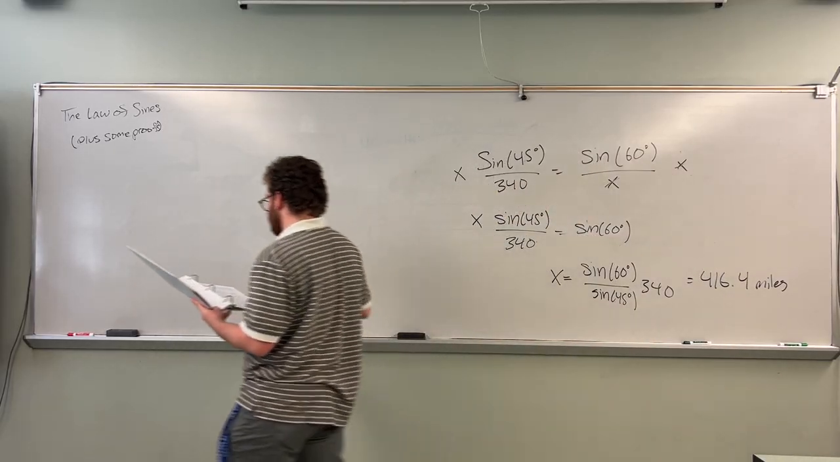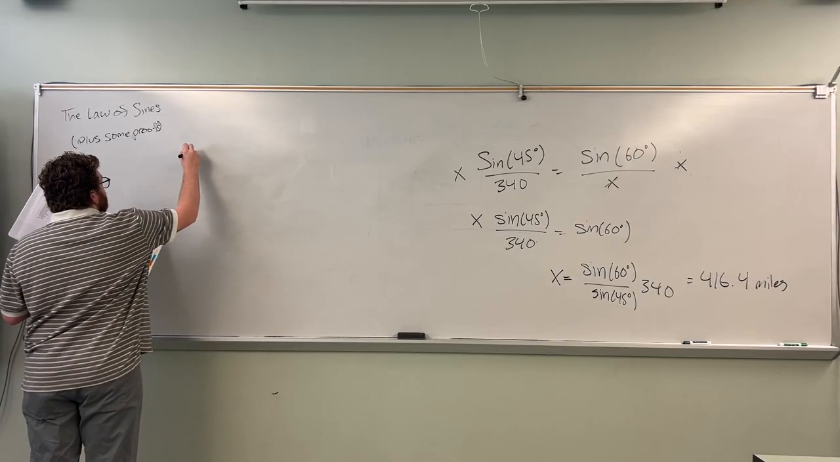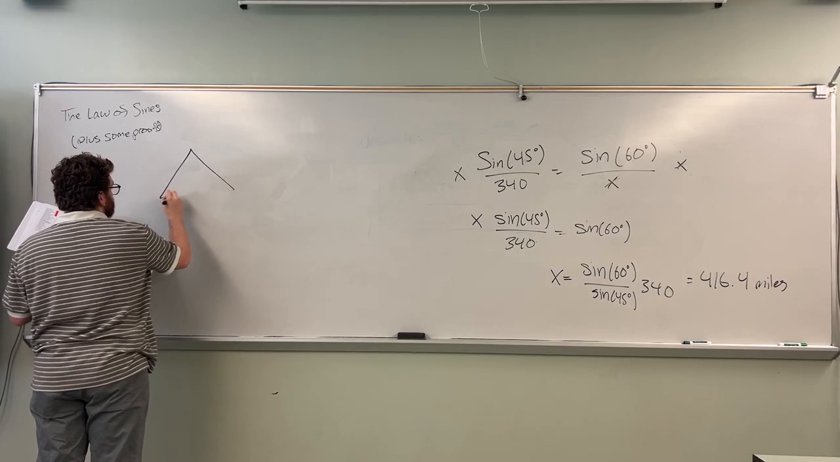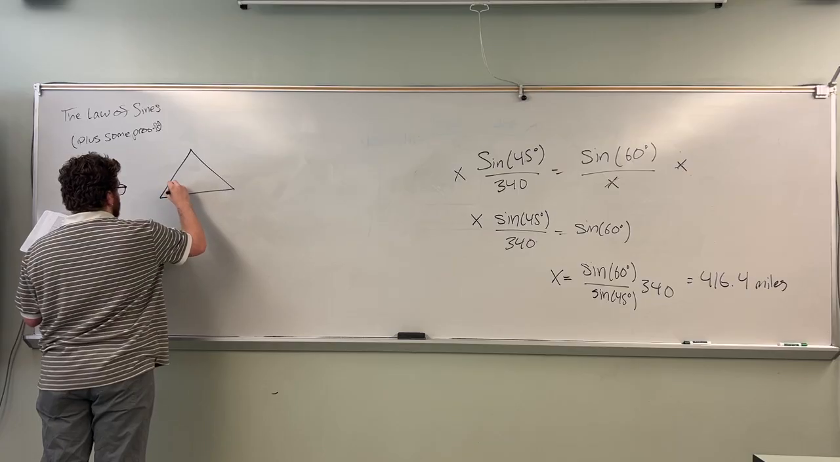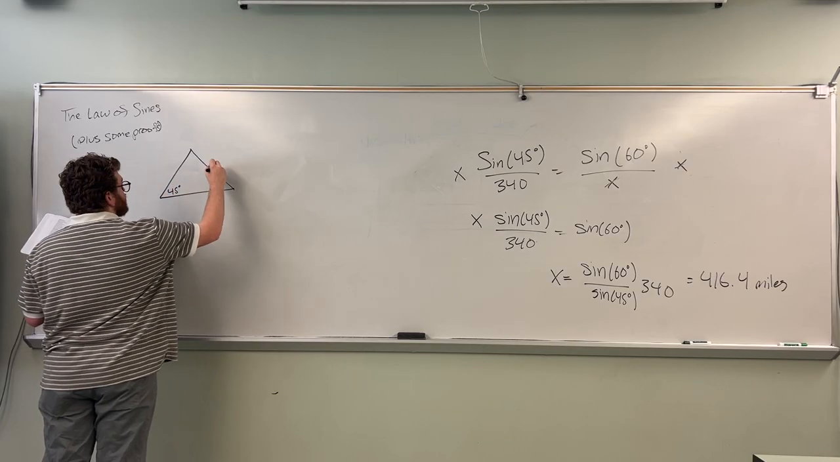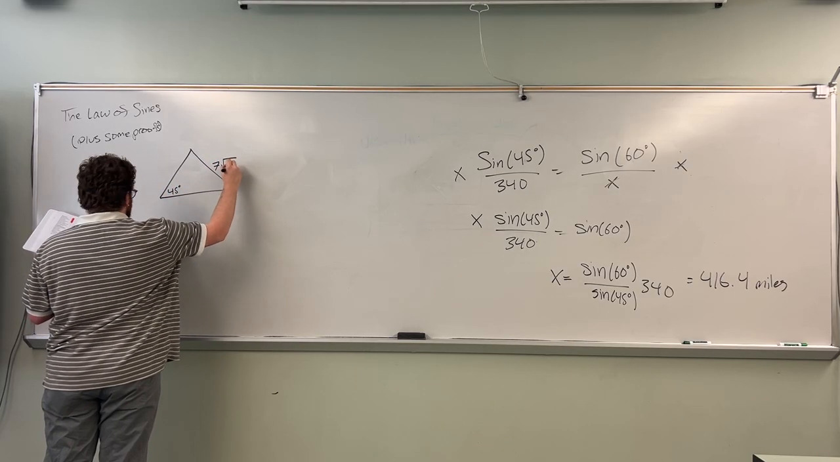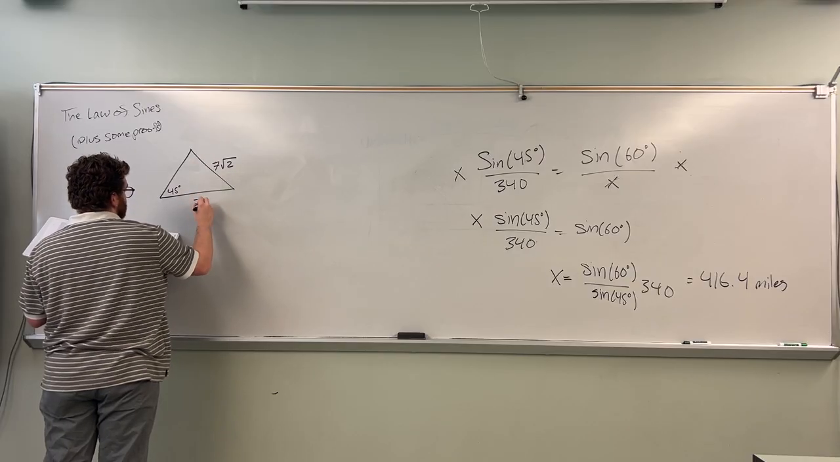Say for instance now, I'm given a triangle with a side length, or an angle of 45 degrees. Opposite from that is a side length of 7 root 2, and somewhere else there's a side length of 7.